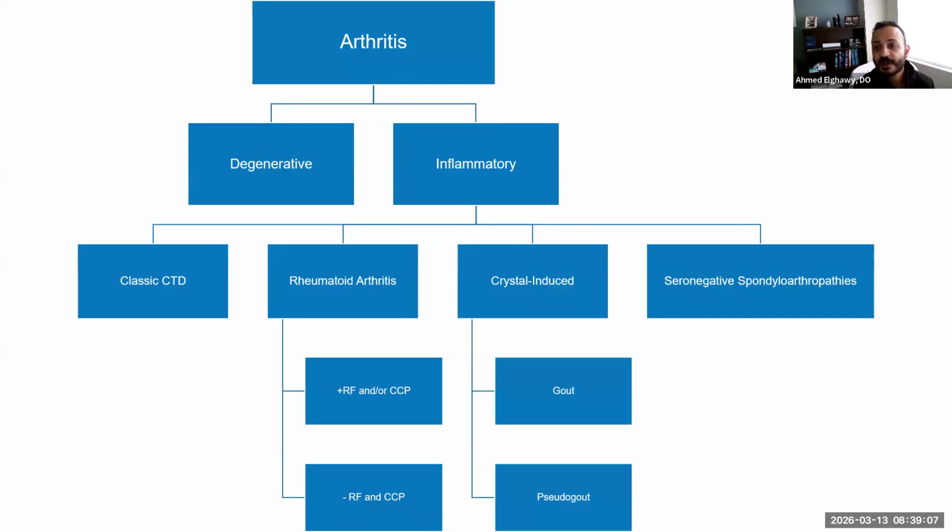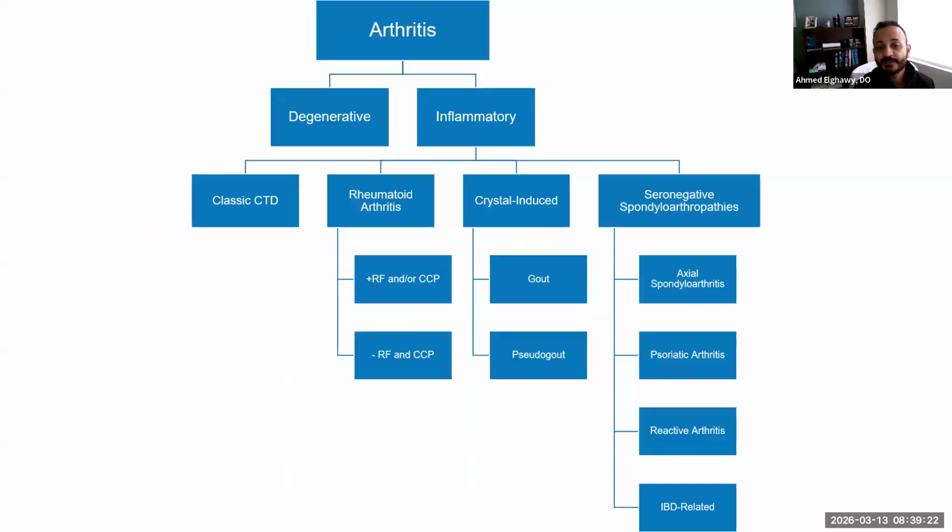Then you have the crystal arthropathies. There are many different types of crystal arthropathies, but the ones that are pathologic that we see the most in our clinics are gout and pseudogout, uric acid crystals and the calcium pyrophosphate crystals. And then you have the seronegative spondyloarthropathies that you can split even further into the axial spondyloarthropathies, psoriatic arthritis, reactive arthritis, and then inflammatory bowel disease related arthritis.